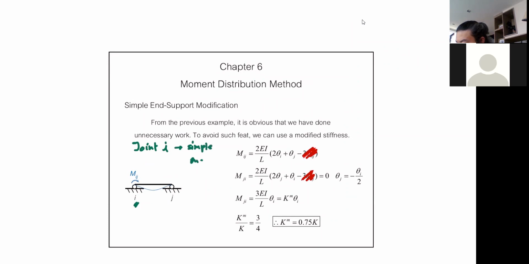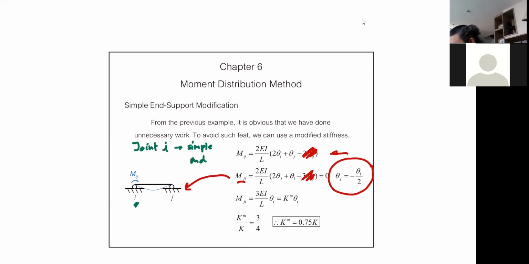I hope you are familiar with this now. It's the end support that is also a simple support, that's why we call it simple end. When we write this slope deflection equation, Mij is for your simple end support, and Mji is for the adjacent support. When you solve this, you can see the relationship between the two rotations now: theta j is always equal to minus theta i over 2.